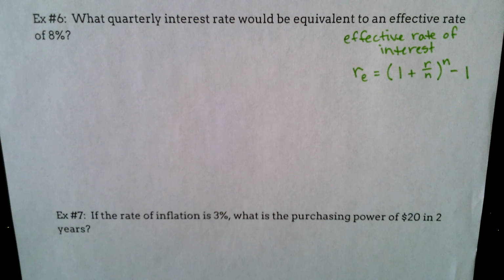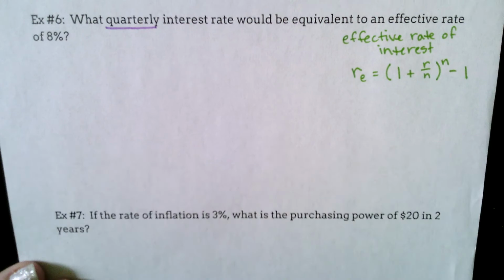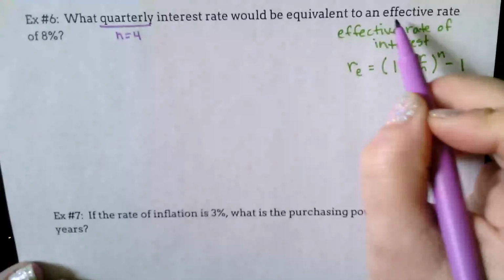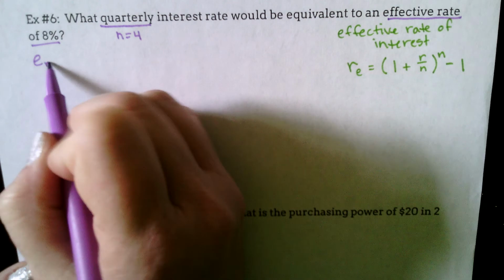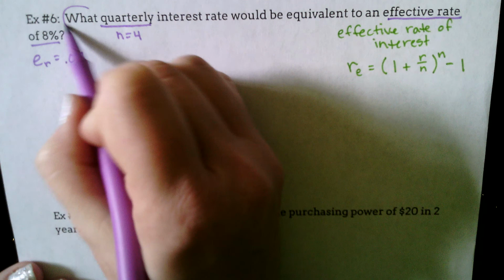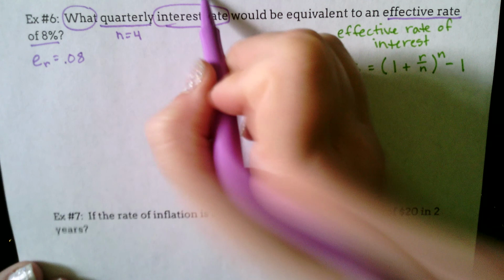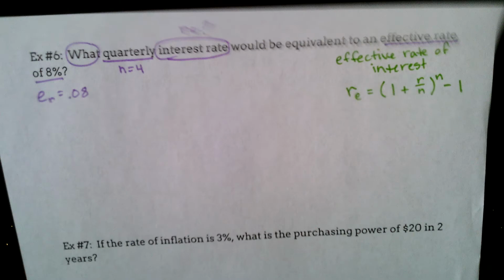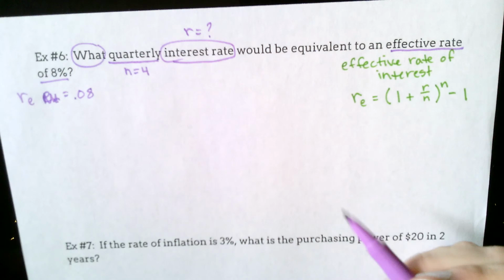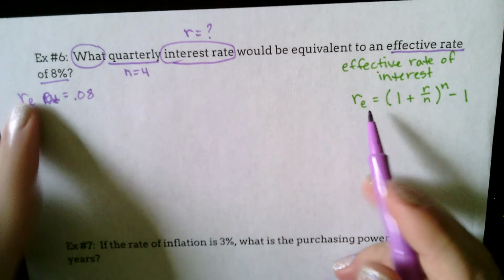So let's figure out what all of our numerical values are in here. We have a quarterly interest rate, so n is 4, and the effective interest rate, that's R sub e. They're wanting to know what is the quarterly interest rate. So this time we're solving for r. Okay, my bad. So the effective interest rate would be 0.08.